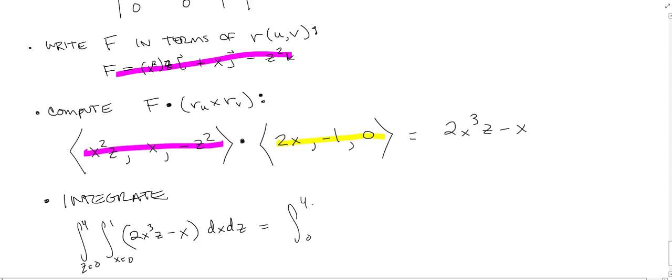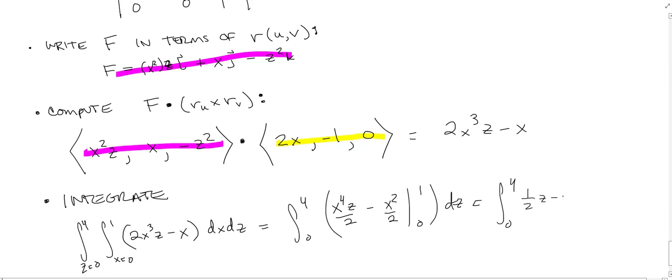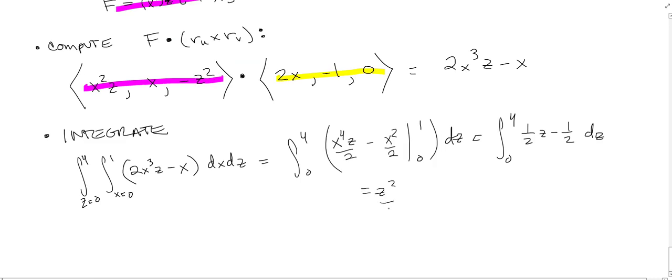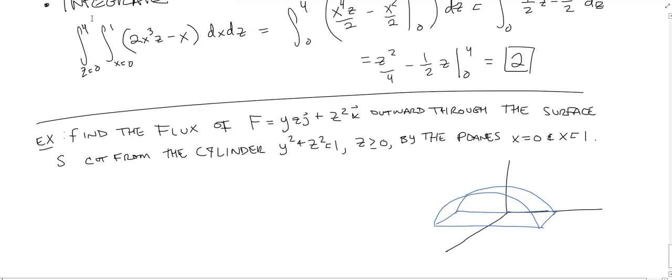So we have x to the 4th times z over 2 minus x squared over 2. Evaluate that from 0 to 1. And then you're going to get the integral from 0 to 4 of 1/2 z minus 1/2 dz. Integrate that, and we'll get z squared over 4 minus 1/2 z, evaluated from 0 to 4. Final answer: 2.